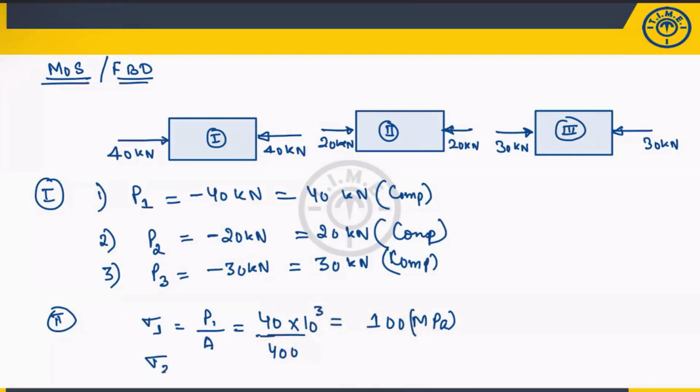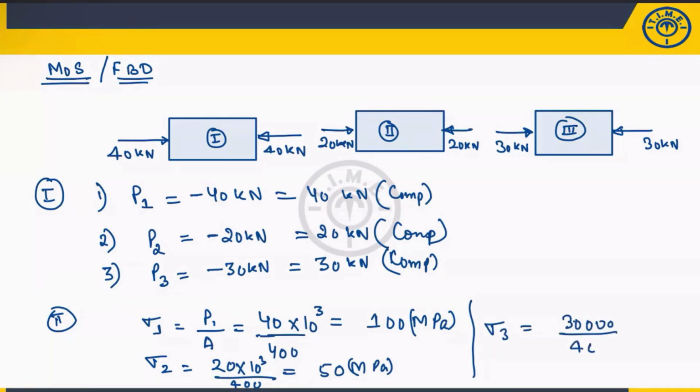Similarly, you can calculate for sigma 2: 20 divided by 400, or in Newton, 20 into 10 to the power of 3 divided by 400, then you will get 50 megapascal. Similarly, sigma 3, 30,000 divided by 400. So this will be 75 megapascal.